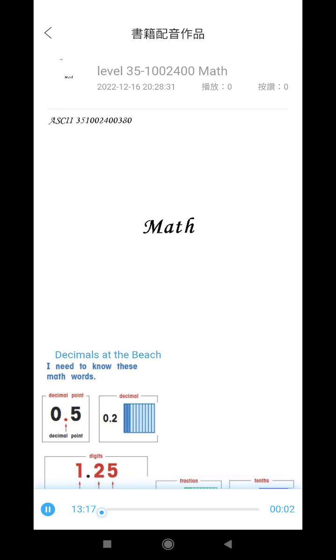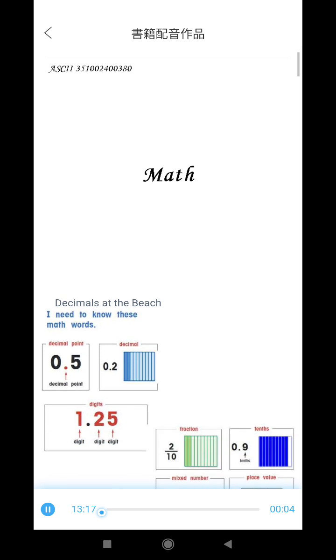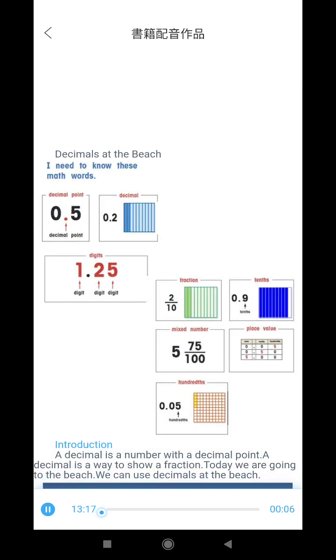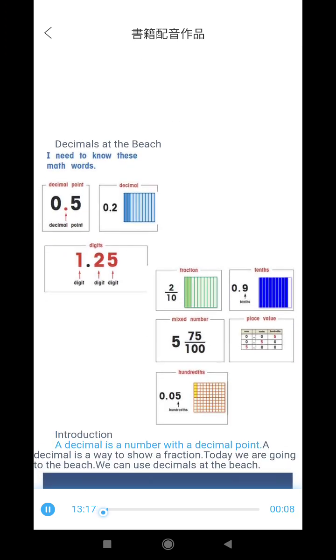Decimals at the beach. Introduction. A decimal is a number with a decimal point. A decimal is a way to show a fraction. Today we are going to the beach. We can use decimals at the beach.